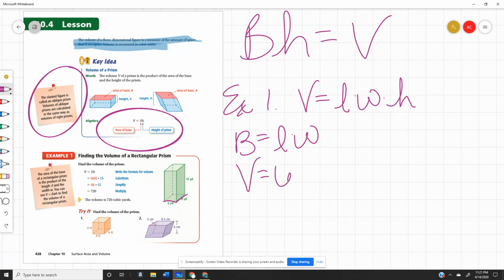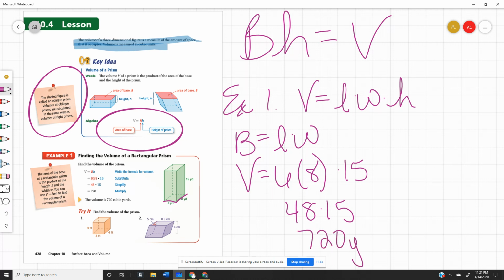So basically, the volume of this rectangular prism is 6 times 8 times 15. And that's using substitution. 6 times 8 is 48 times 15. 48 times 15 gives me 720 yards cubed. Okay? Volume is always cubed. It's always to the third power. And you could also say cubic yards instead of yards cubed. Okay? So you guys go ahead and pause and try to do the try-its. And meanwhile, I'm going to erase.